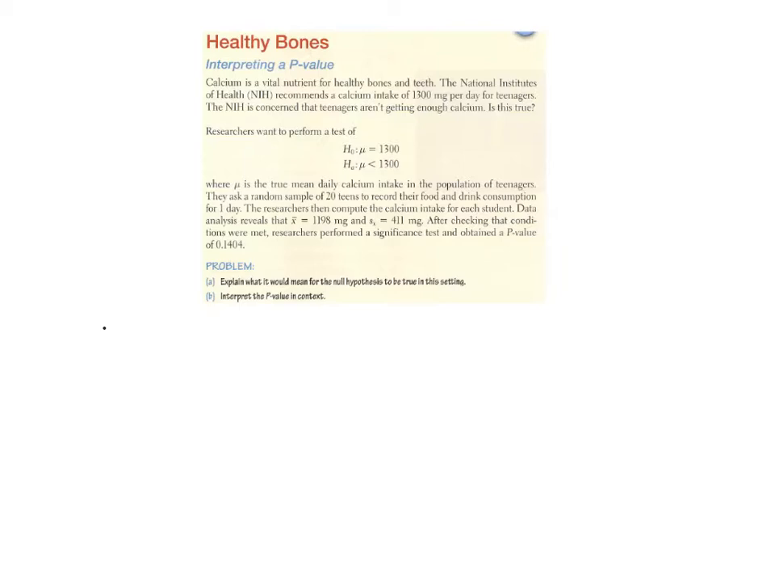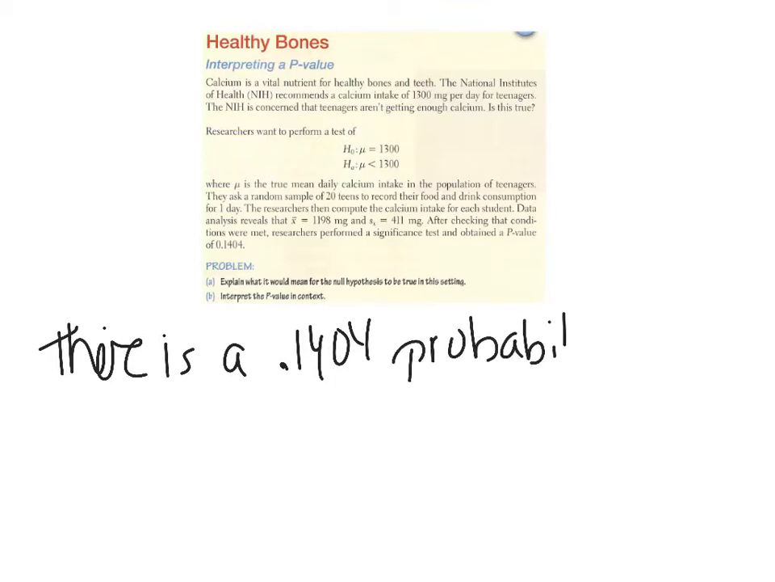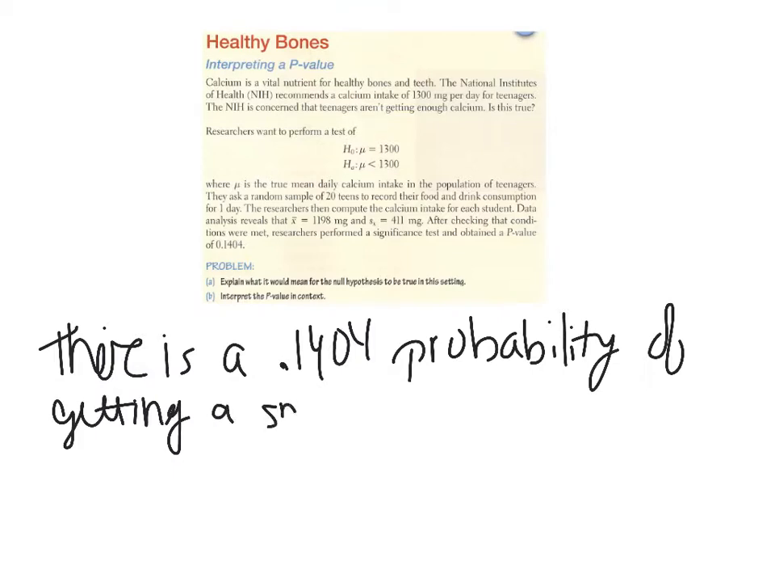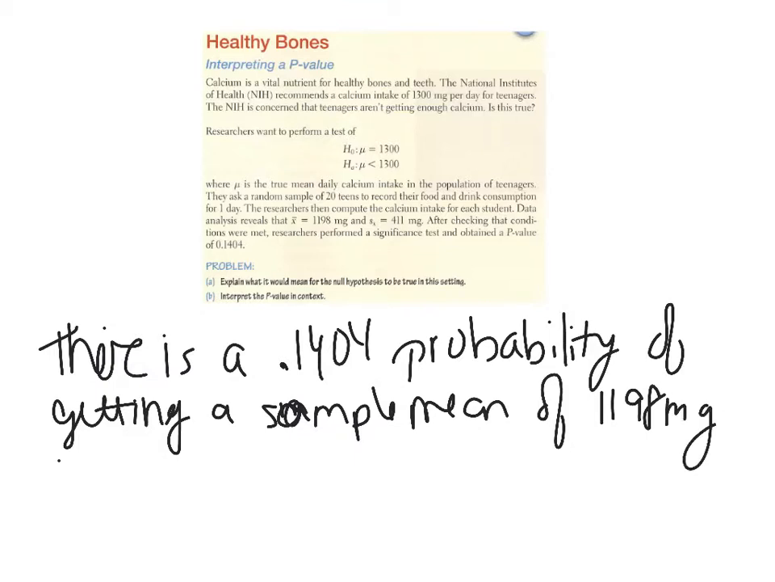So what that will mean is that, remember, our p-value is a probability. So there is a 0.1404 probability of getting a sample mean, because remember the p-value is referring to the sample. So of getting a sample mean of 1,198 milligrams or less, because we remember we're going to the extreme or beyond the extreme, and we're going in the less than direction for our alternative hypothesis.